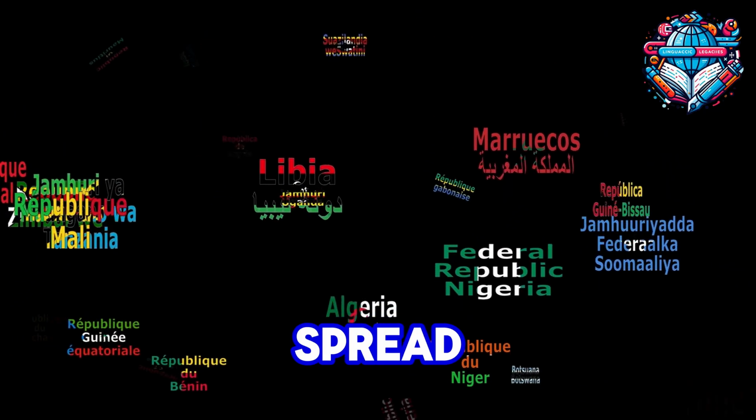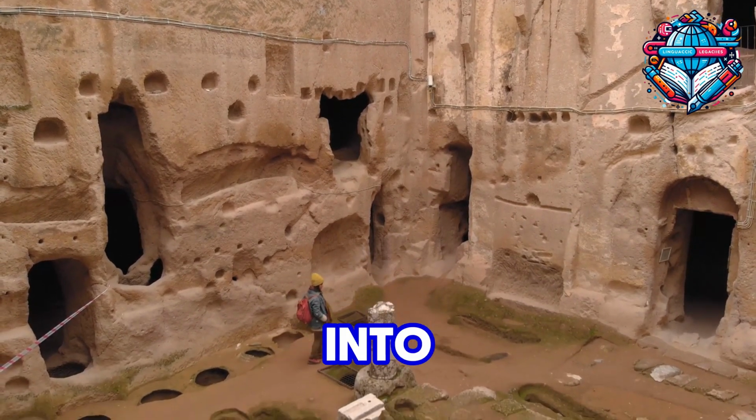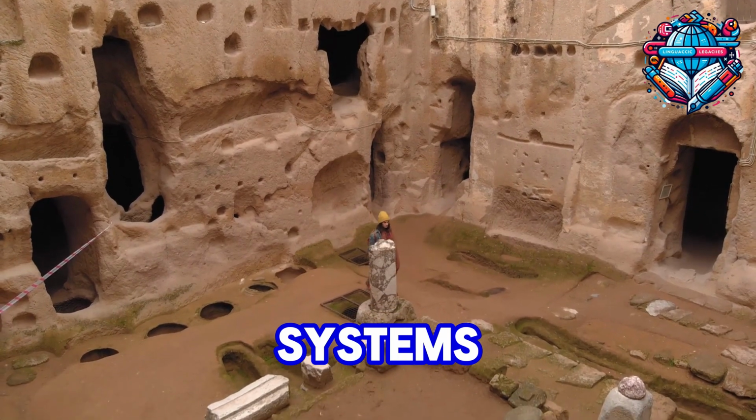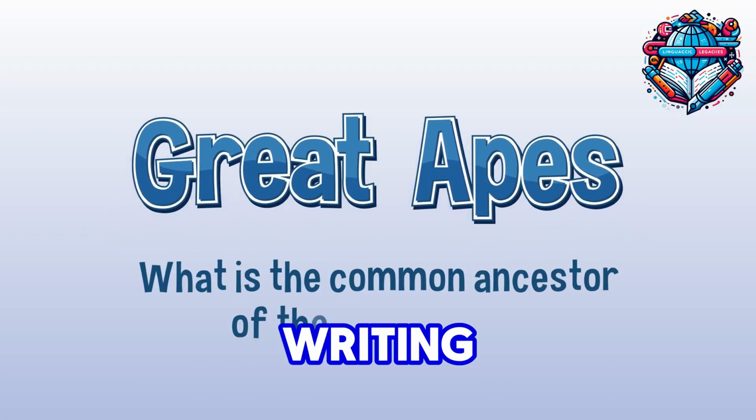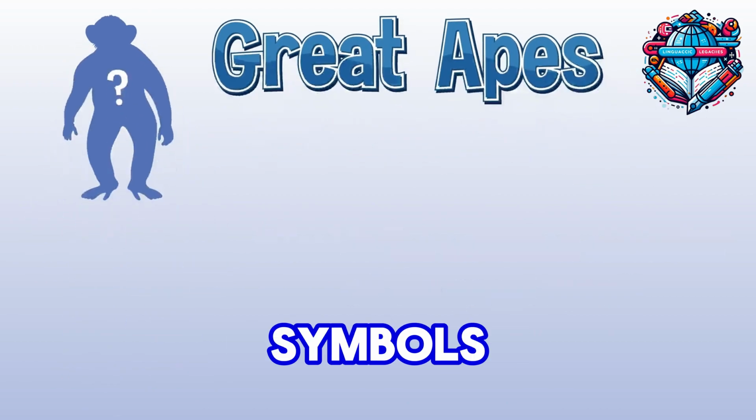But how did this system come about, and how did it spread? To understand the word alphabet, we need to take a journey back in time into the world of ancient writing systems. Let's explore the evolution of writing and see how these letters and their meanings developed from pictograms to symbols.